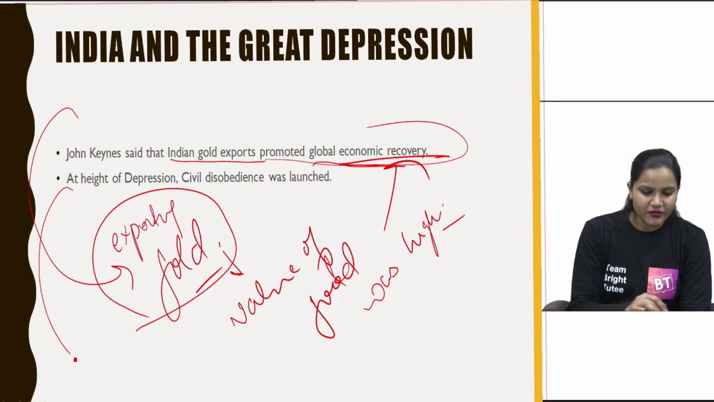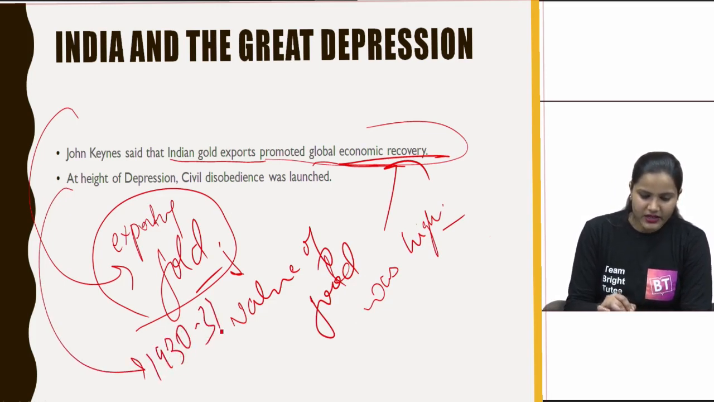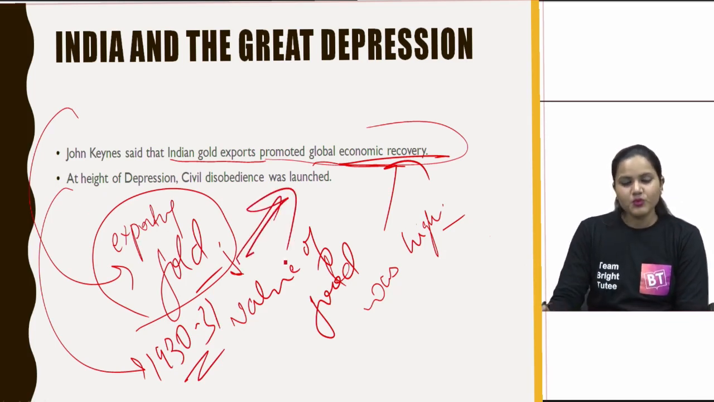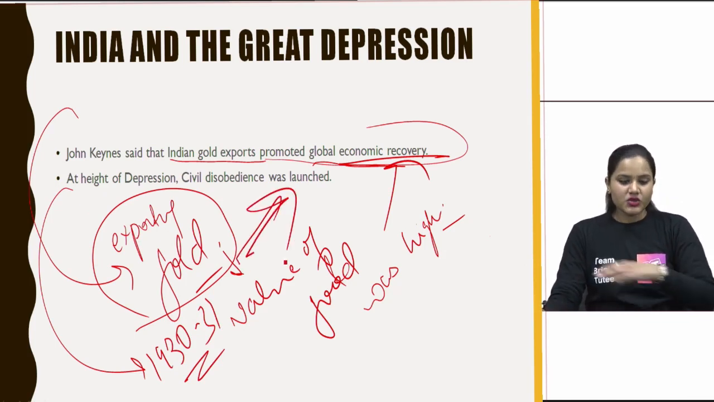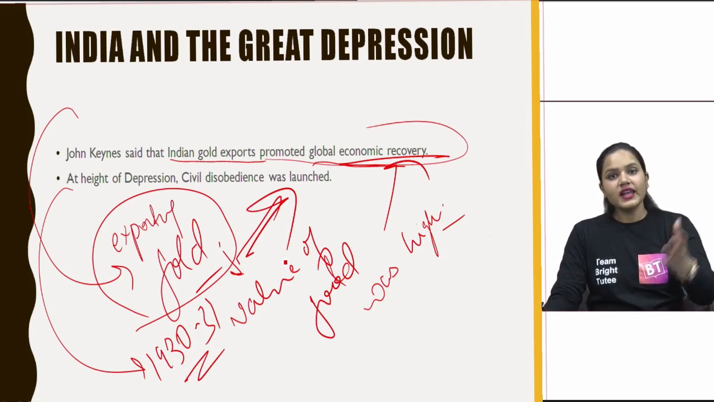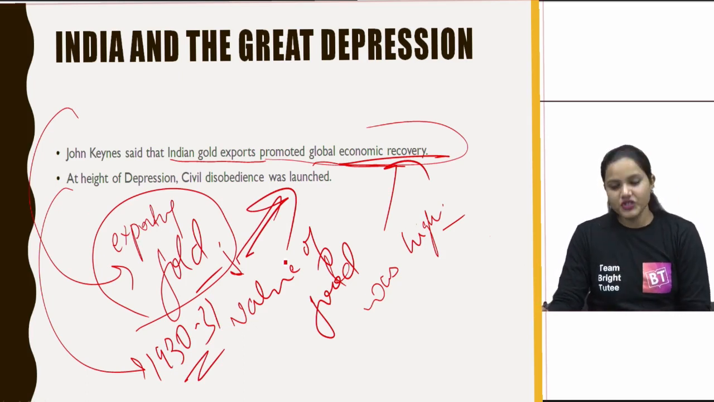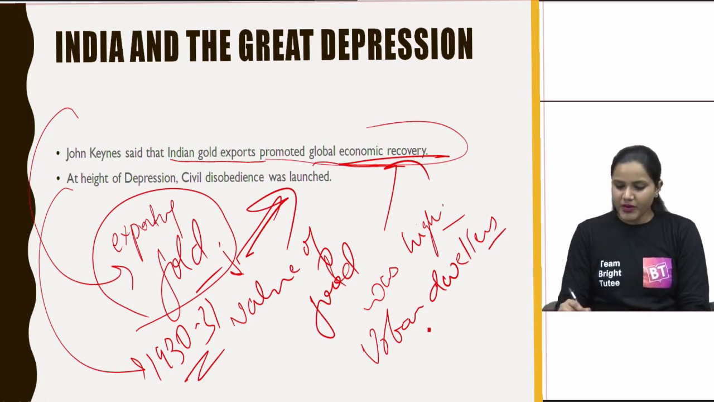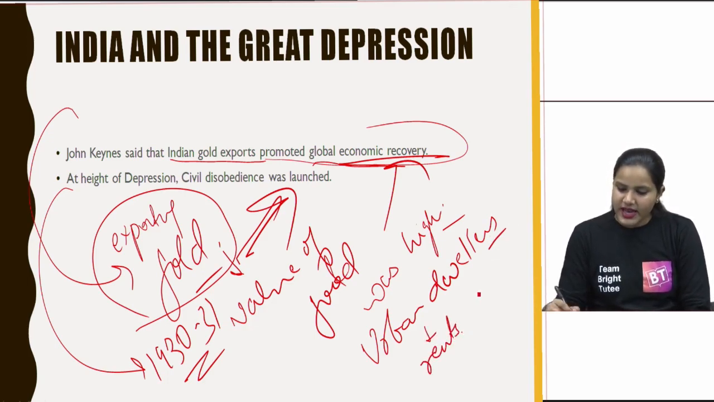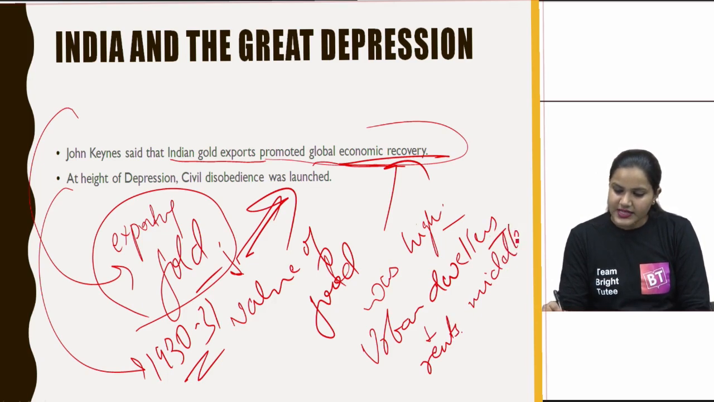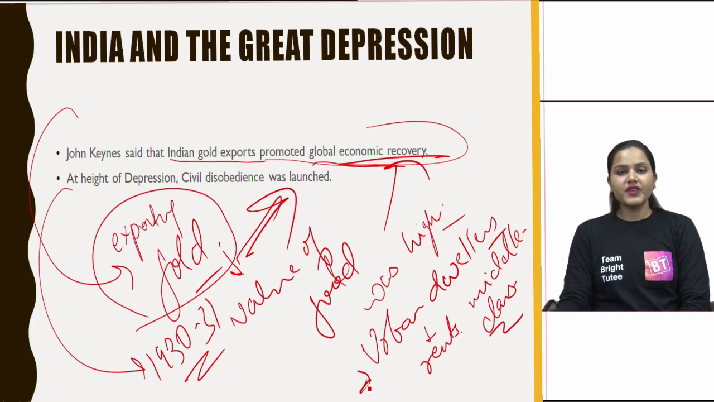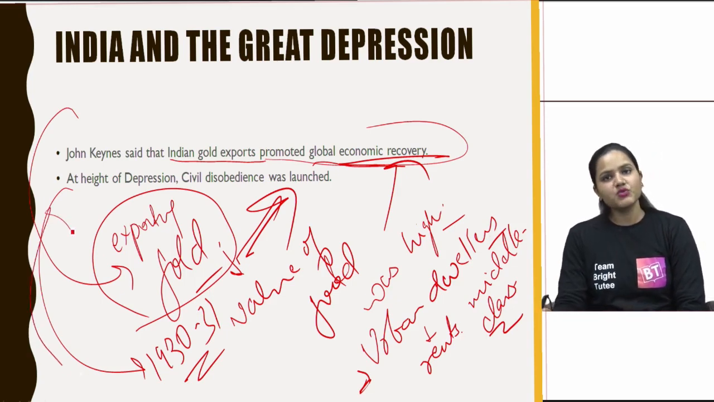At the height of the depression, in the year 1930-31, what we see in India during that period is that civil disobedience was launched by Mahatma Gandhi. So these were the situations of peasants and how this movement also started in our country. Urban dwellers somewhat had to face a lesser brunt of the Great Depression because somehow they managed to get rents, and the middle class were salaried employees, right? So they did not have to face all these problems that the peasants were facing.